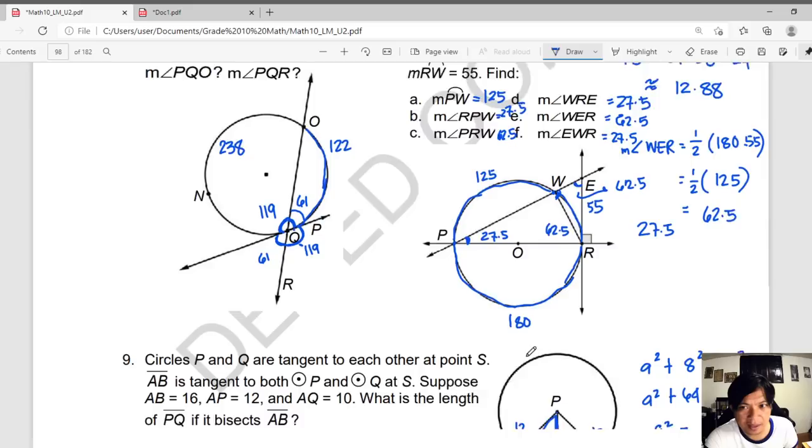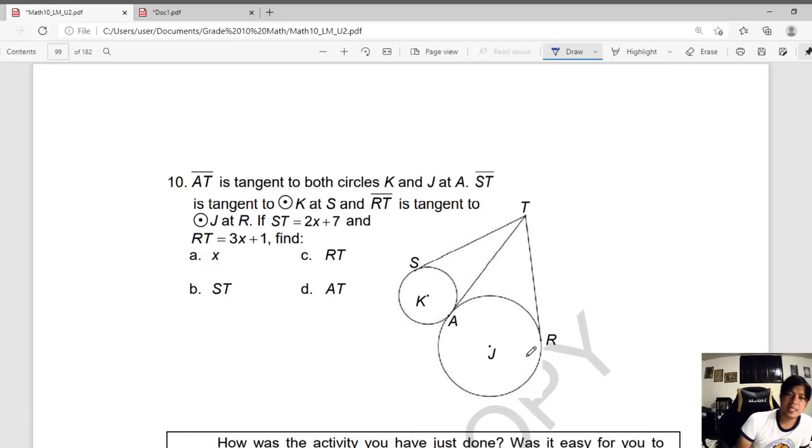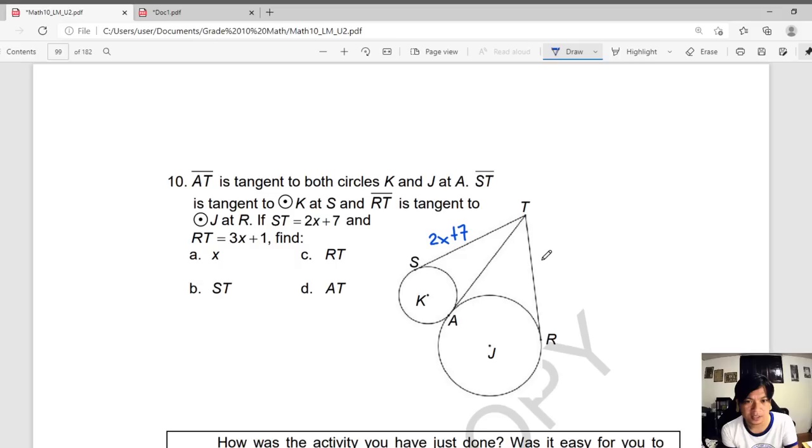Okay, and the last one, so this is the very last. Number 10, line segment AT is tangent to both circles K and J at A. If line ST is tangent to circle K at S and RT is tangent to circle J at R. If the measure of ST is 2x plus 7, and RT is 3x plus 1, find the value of x, ST, RT, and AT.